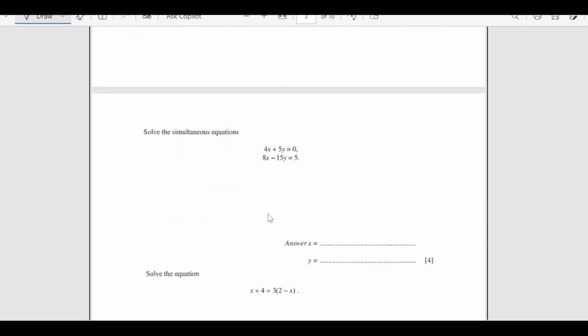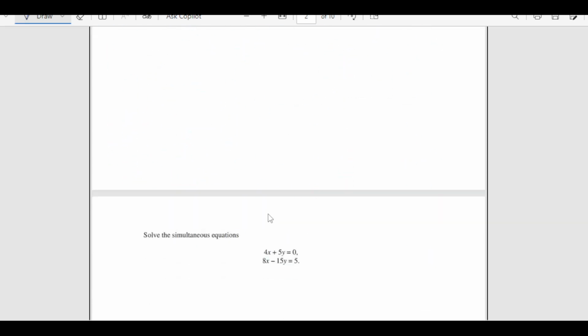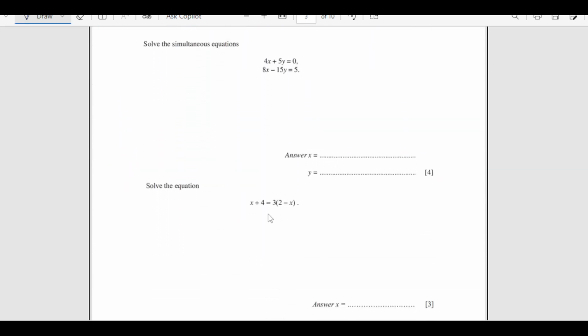Now next we have here number 5. Solve the simultaneous equations. Simultaneous equations are very important actually. Whenever we solve simultaneous equations, we need to make one of the coefficients the same. Like here, 4x, the coefficient of x is 4, in the second equation the coefficient of x is 8, and in this one this is 5 and this is 15. So we can make, let's say we multiply here by 3. So this 3 is going to multiply everything inside.